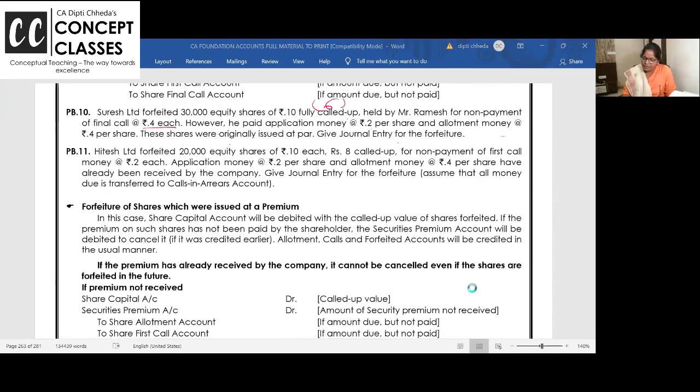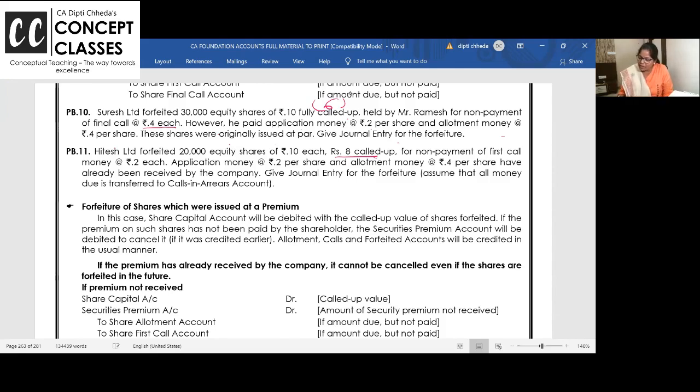Hitesh Limited forfeited 20,000 equity shares of 10 each, 8 called up, for non-payment of first call. Now see, called up is only 8. 2 rupees तो call ही नहीं हुआ. So equity share will be debited only with 8, which is called up, because called up is only credited. Application to capital, allotment to capital, first call. तो 8 rupees से ही entry pass होगी, blunder मत करना.